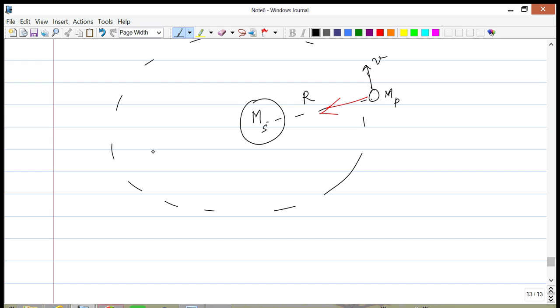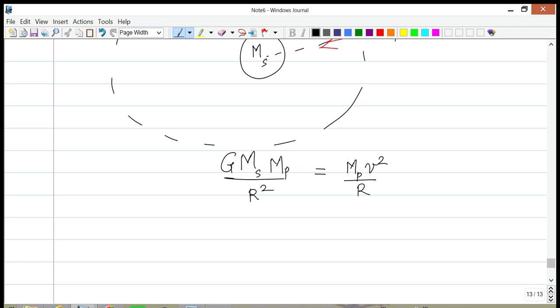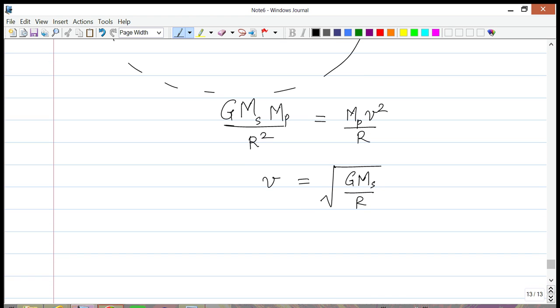So what we have is the force of gravity, and for this we're going to use Newton's law of gravitation, which is capital G m_s m_p over r squared. This is equal to m_p v squared over r. So what it says is that the force of gravity is equal to the centripetal force of the object. Great. Now we can write v. v is equal to the square root of G m_s over r. One of the r's cancels out, the m_p's cancel out, and this gives us the speed v of the planet about the star.